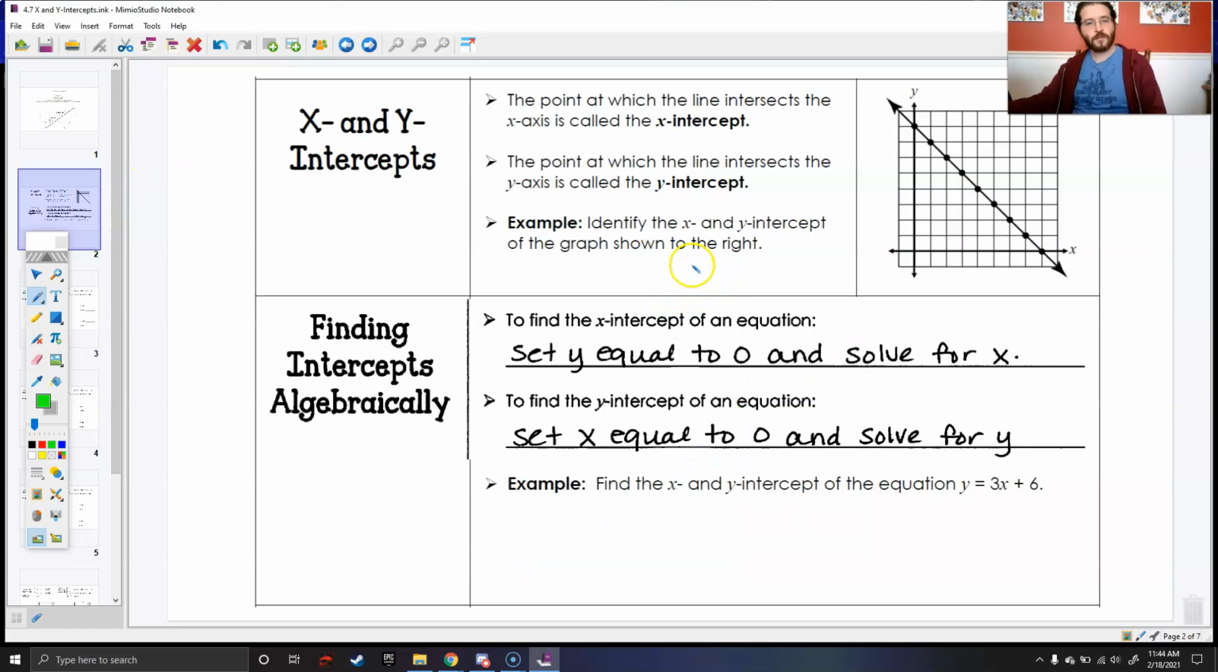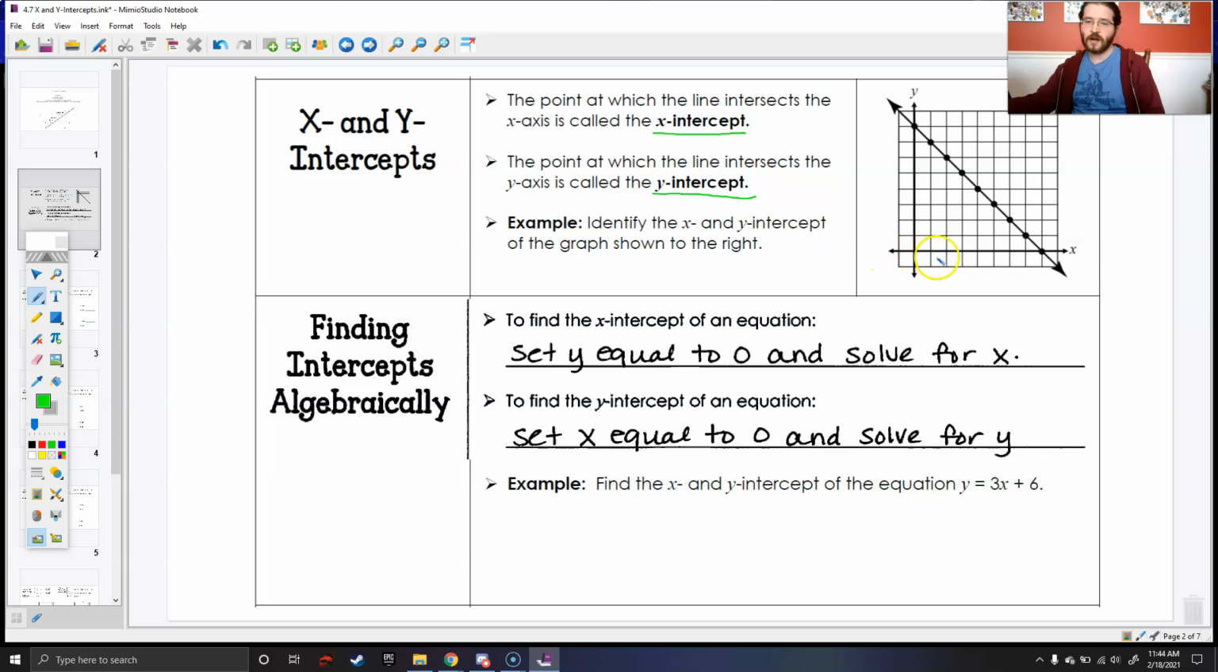All right, focusing on the X and Y intercepts. So the point where the line intersects with the x-axis is called the x-intercept. The point at which the line intersects with the y-axis is called the y-intercept. So let's identify the x and y intercept.